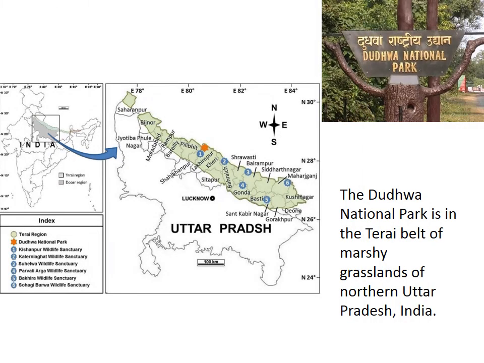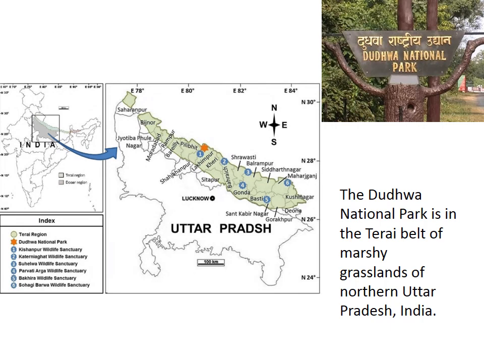I hope you understood the concept between Bhabar and Terai. I found this experiment very simple and it is easy for you to understand. Now, talking about the Terai belt, as I said a few minutes back, this region has a lot of national parks and wildlife sanctuaries, because it has thick forested areas. So, one such example is the Dudhwa National Park.